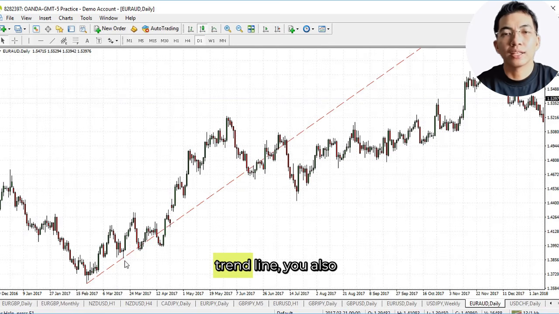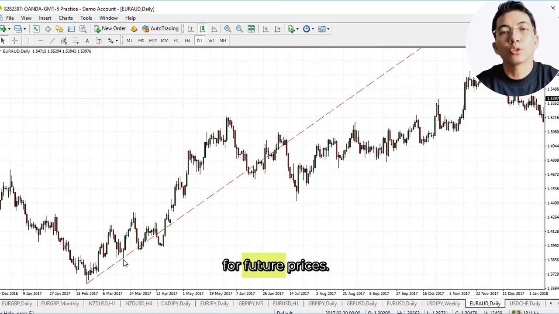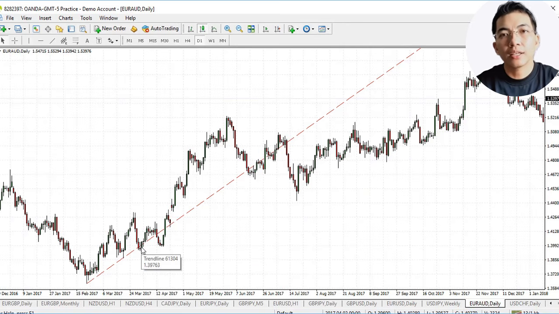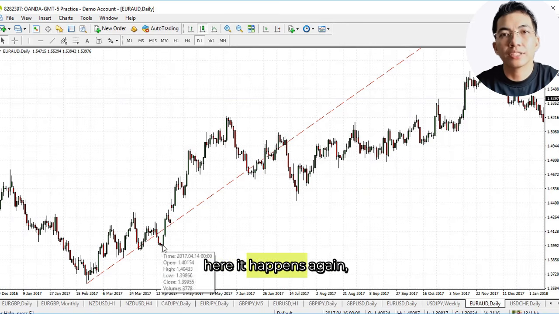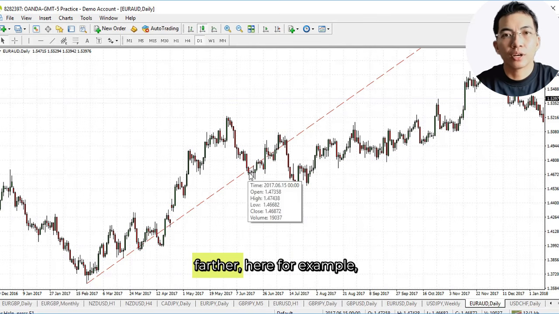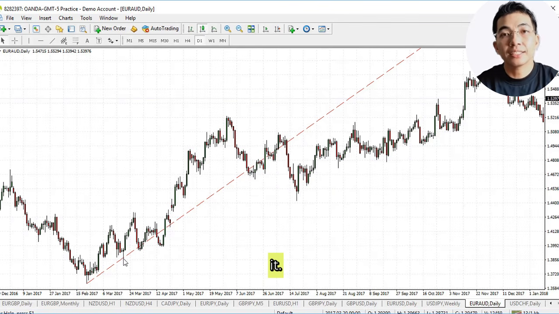When you draw a trend line, you also need to check if it has any significance for future prices. In this case, you can see that here the price crossed a bit the trend line, not that much, but here it happens again and it is even worse than before. Even if we go farther, here for example, the price simply doesn't respect the trend line, and so this trend line doesn't have any particular meaning.